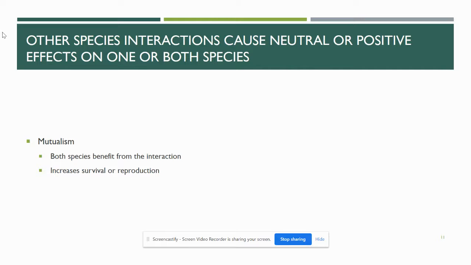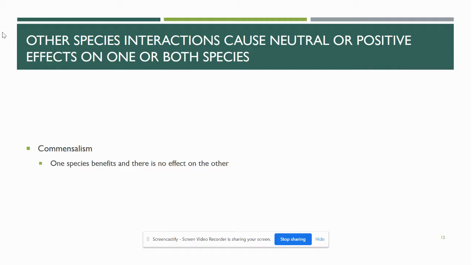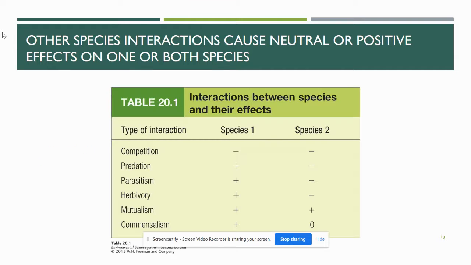There are some neutral or positive interactions that occur between species, and one of them is mutualism, where both species benefit from the interaction, and it will increase the survival or success of reproduction for one or both species. A neutral interaction would be commensalism. One species will benefit, and there is no effect on the other species at all.